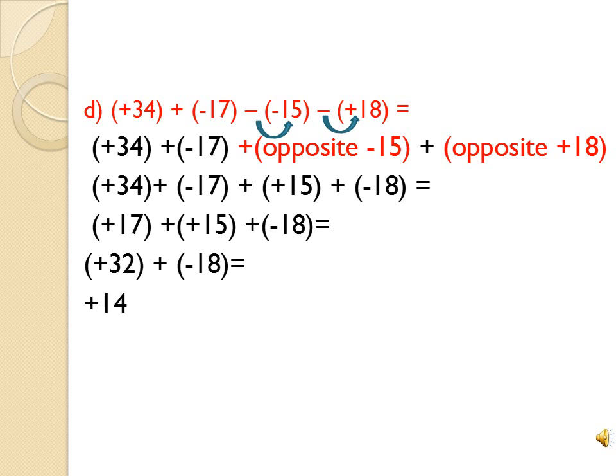We have different signs here, so I must subtract them. Subtract 18 from 32, it will become 14, and what shall I put, plus or minus? Surely I will put plus because 32 is bigger than 18.